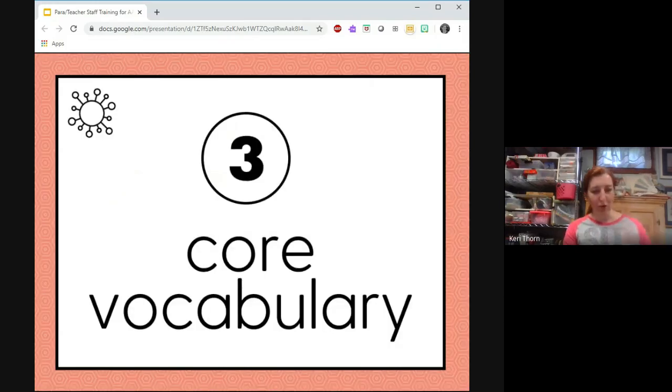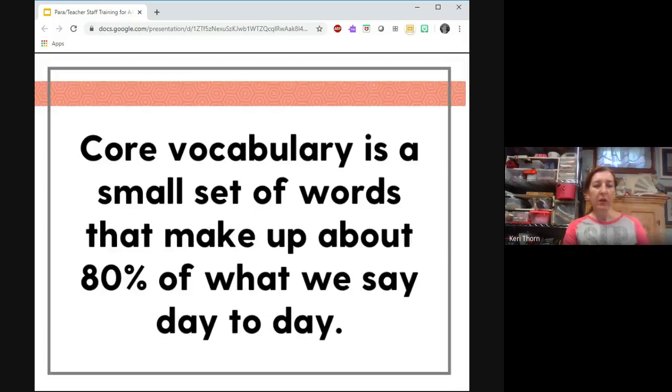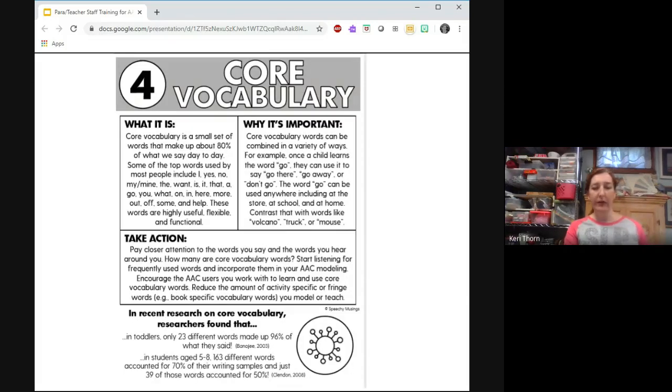Okay, which brings us right into core vocabulary. Core vocabulary is a small set of words that make up 80% of what we say. So again, why it's so important. If you have these small words that are really powerful, they're going to be able to use them so much more throughout their day. I mean, I could teach the word astronaut, but they're not going to be using astronaut all day long. But if I teach go, that's a word they can use a lot.